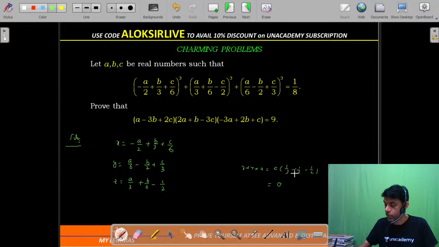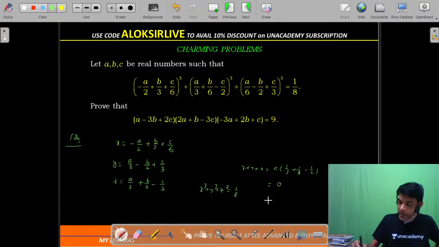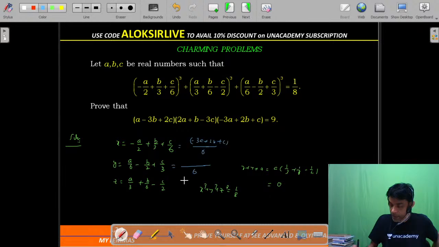So now the question becomes that the sum of cubes is given to be 1 over 8. You know that the sum is 0. So I know that the sum of cubes is 3 times the product, right? And then let's write x in a different way also. If I take 6 as LCM, I get here negative of 3a plus 2b plus c. This I get as x. If I take LCM for y, I get a minus 3b plus 2c, and for g it is 6, I get 2a plus b minus 3c.